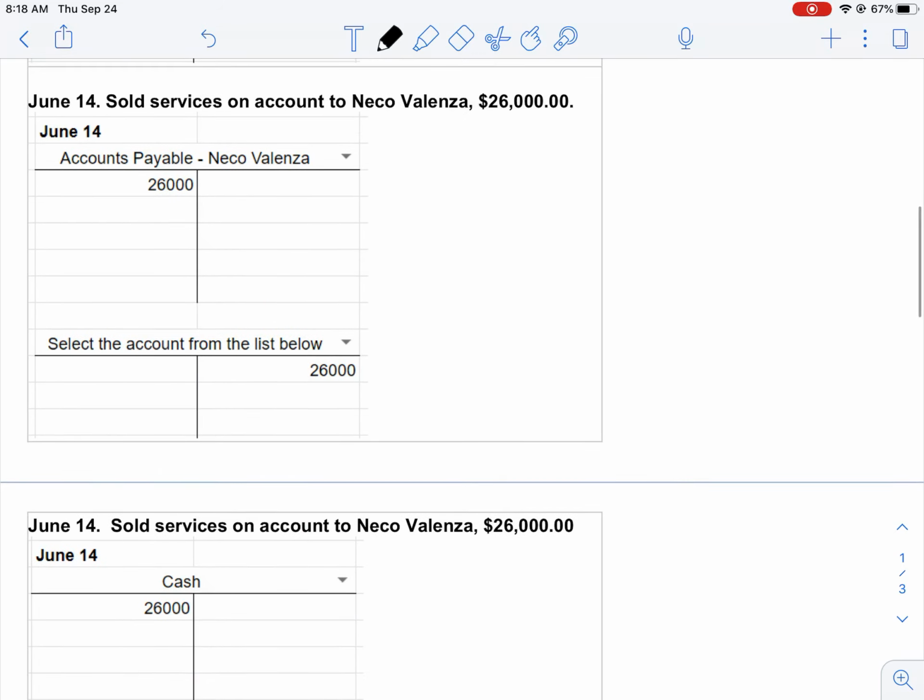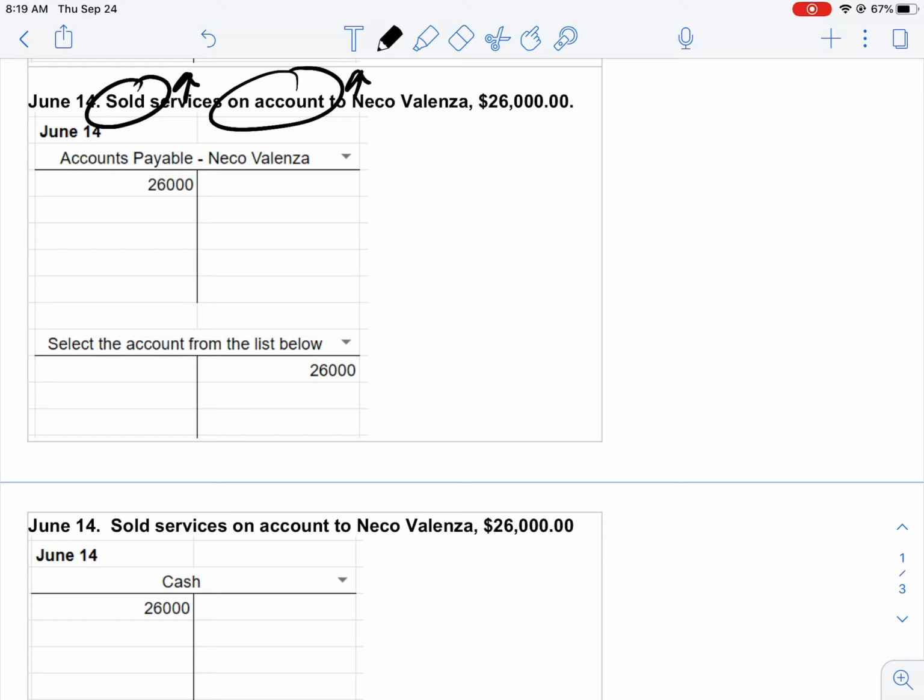Moving on, June 14th, sold services on account. Again, we're going to circle the nouns and underline the verbs. Sold services on account to Nico Valenza for $26,000. Sold is an owner's equity account. It is making the owner worth more. On account will also be increasing because we will be receiving cash in the future.